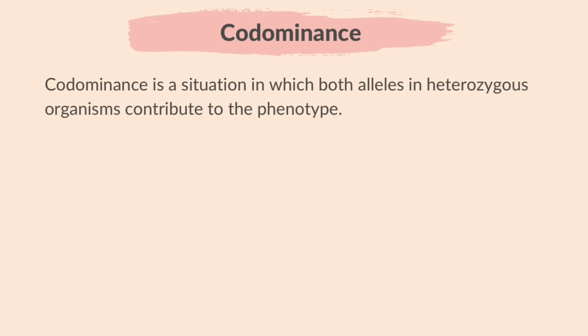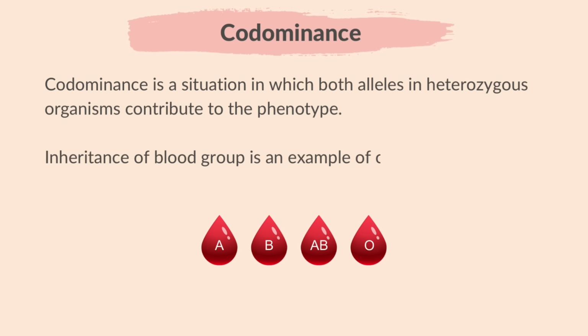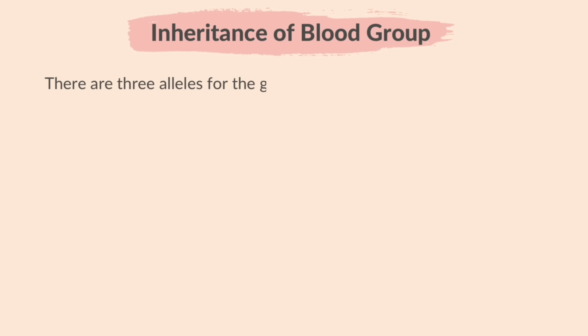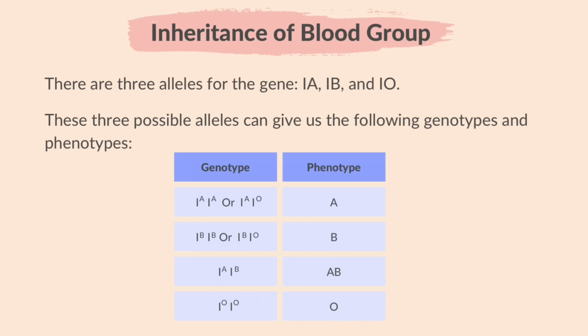Codominance is a situation in which both alleles in heterozygous organisms contribute to the phenotype. Inheritance of blood group is an example of codominance. In the inheritance of blood groups, there are 3 alleles for the gene: IA, IB, and IO. These 3 possible alleles can give us the following genotypes and phenotypes.